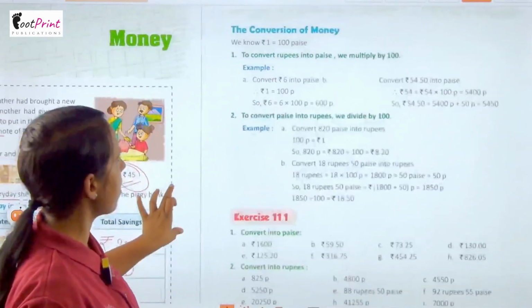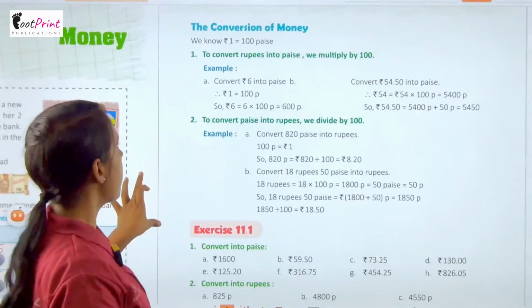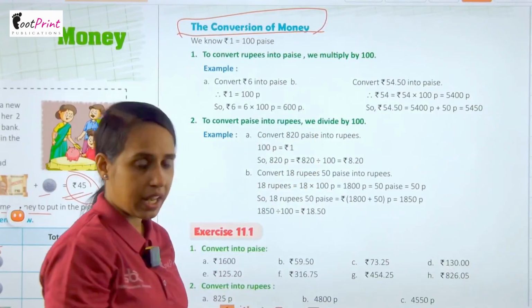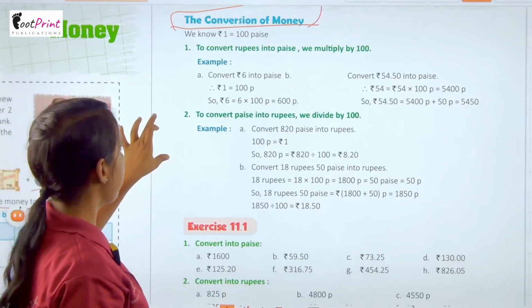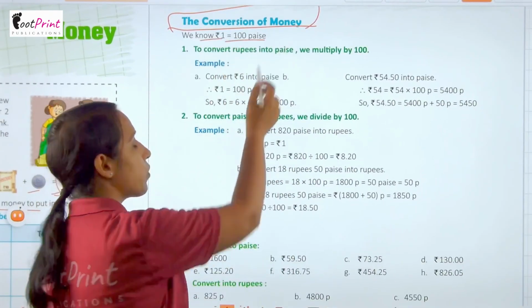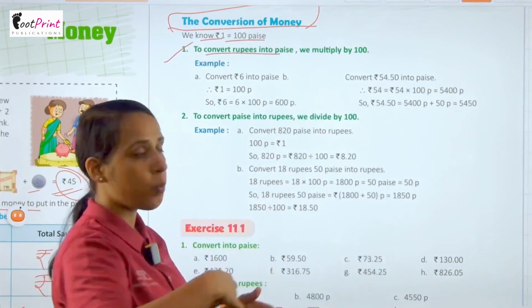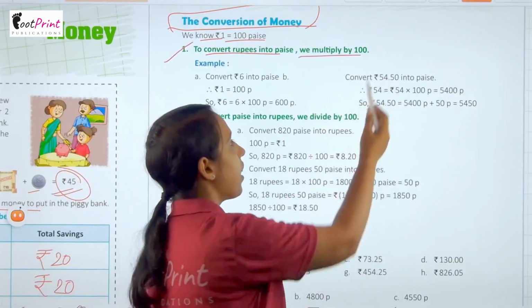Now we have some examples. Let's see here. We know here the conversion of money, how to convert money. As we know 1 rupee equals to 100 paise. Yes. So to convert rupee into paise we multiply it by 100.